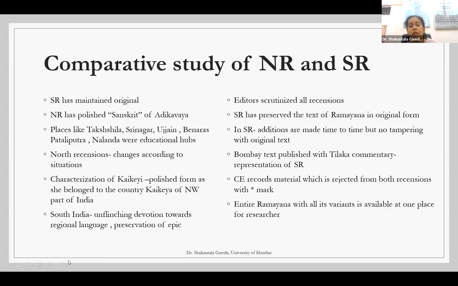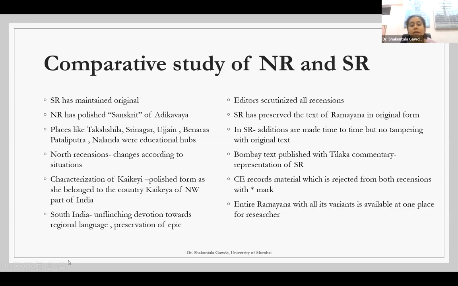Okay. But when we see the critical edition, you should open the critical edition and just check how it is given. Though they have preserved one patha, in the footnotes we find all the pathas which are available in other manuscripts or other recensions. So we actually get the entire Ramayana with all its variants. Suppose the first shloka of the Valmiki Ramayana is Tapasvadhyaya Niratam, etc.